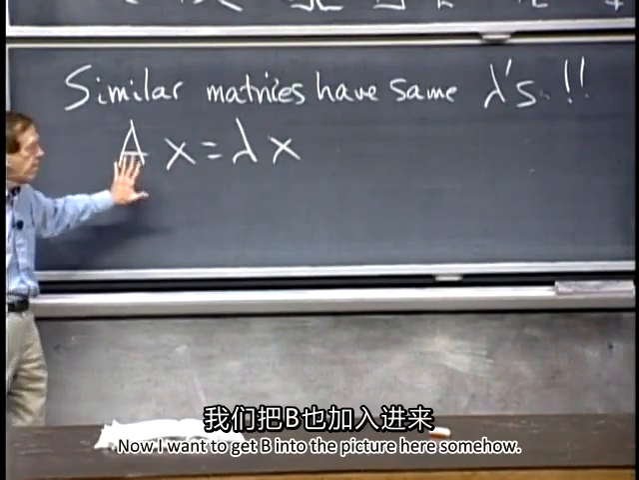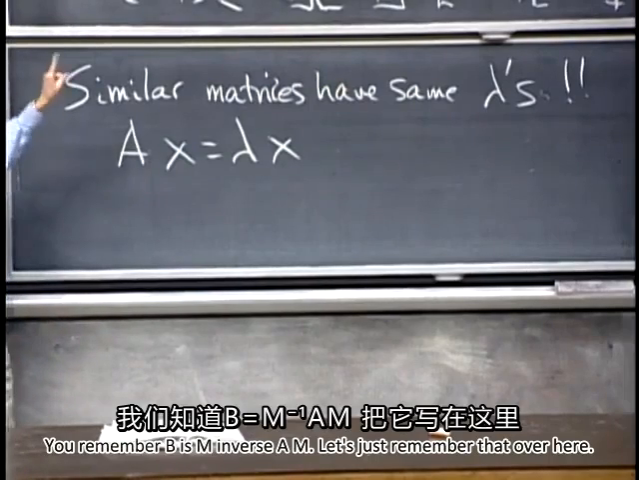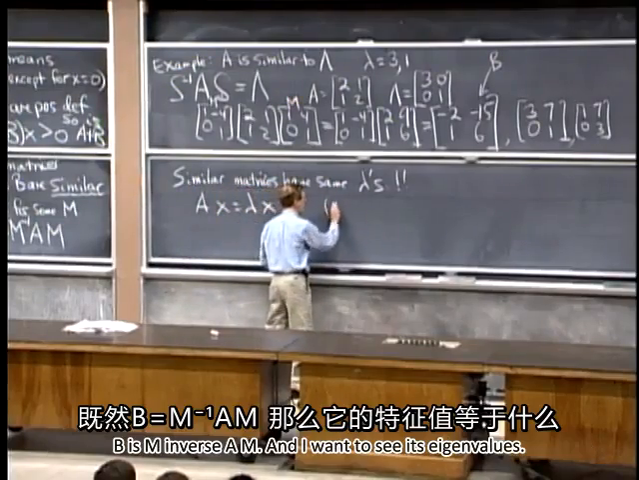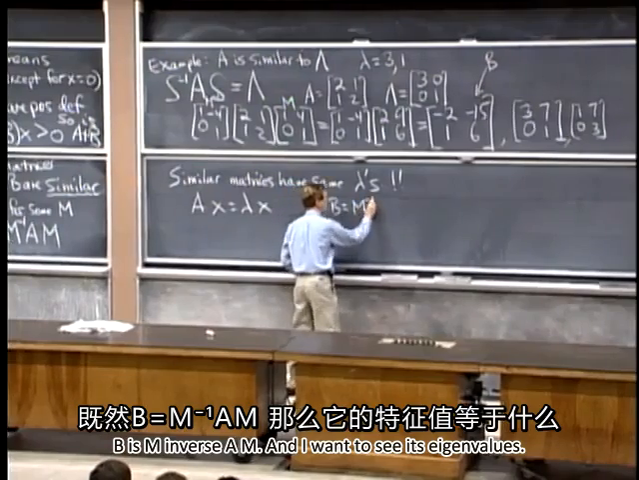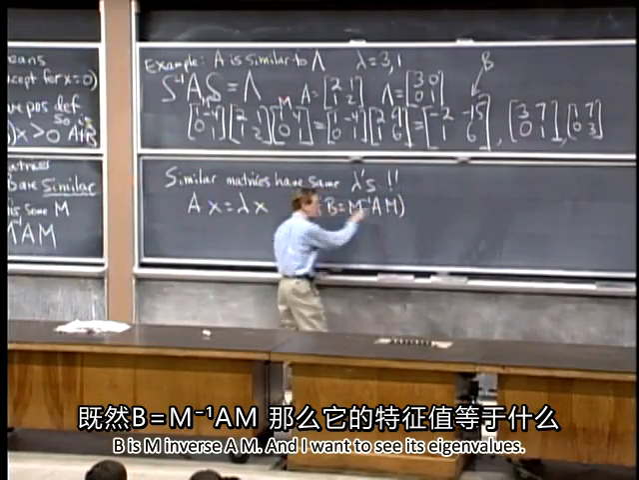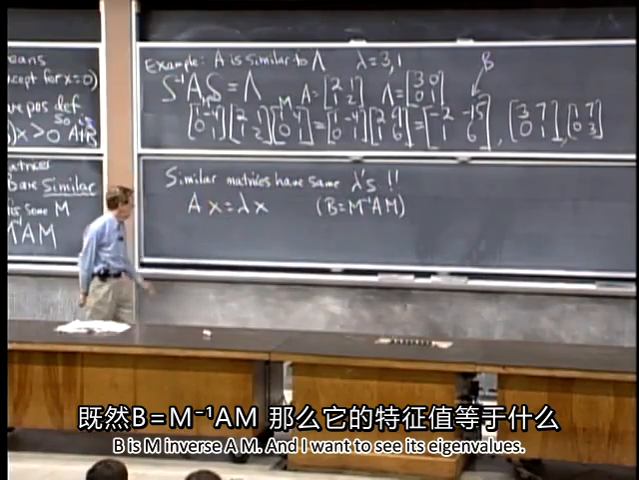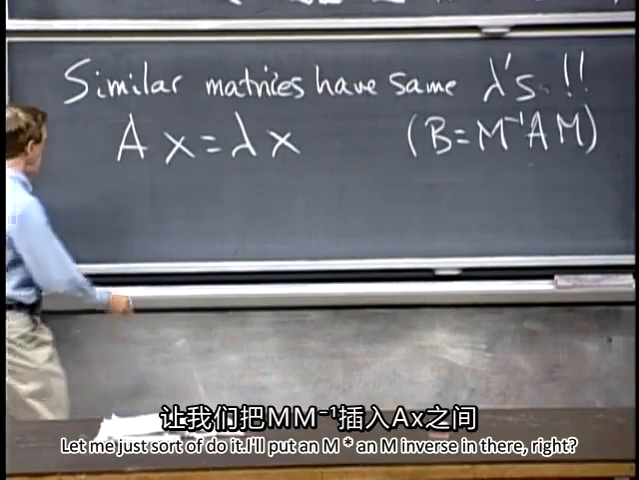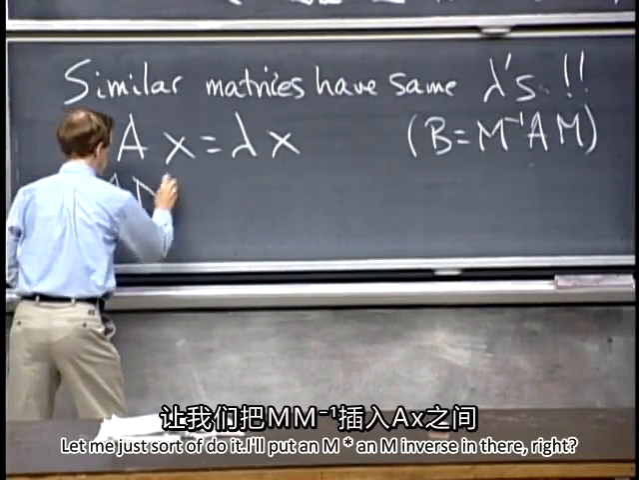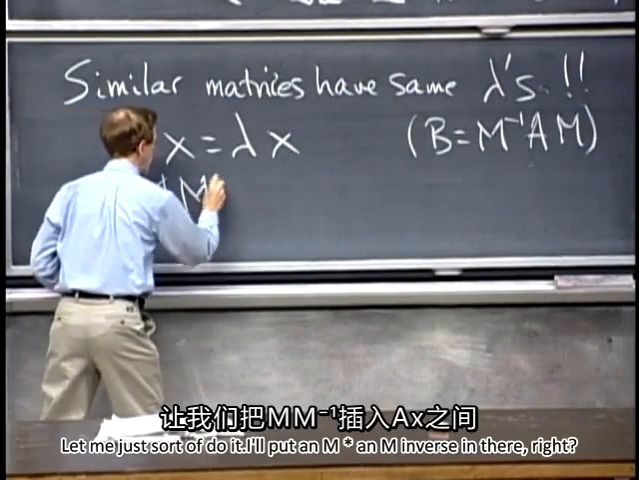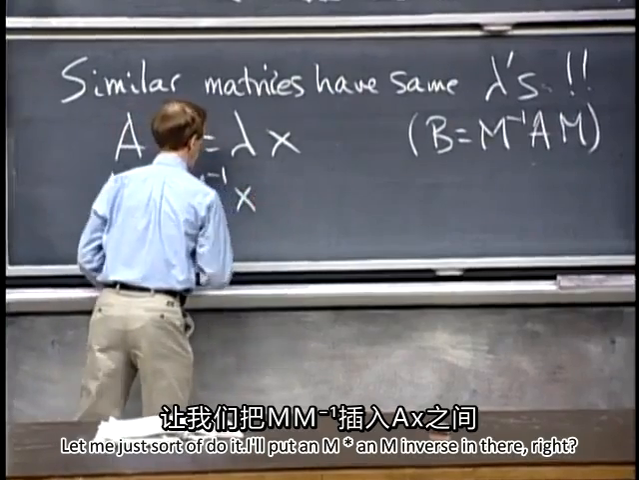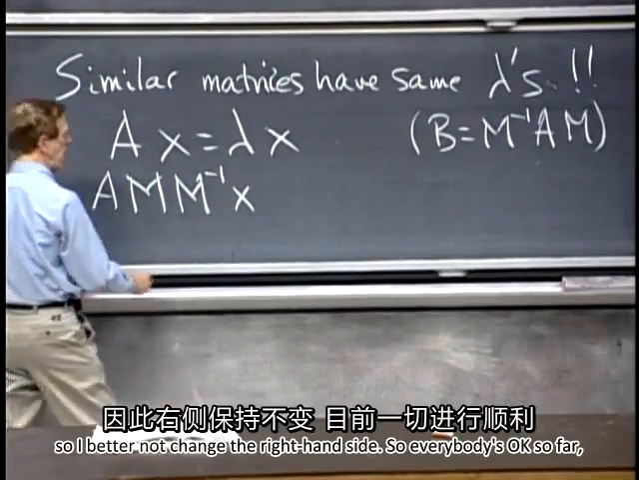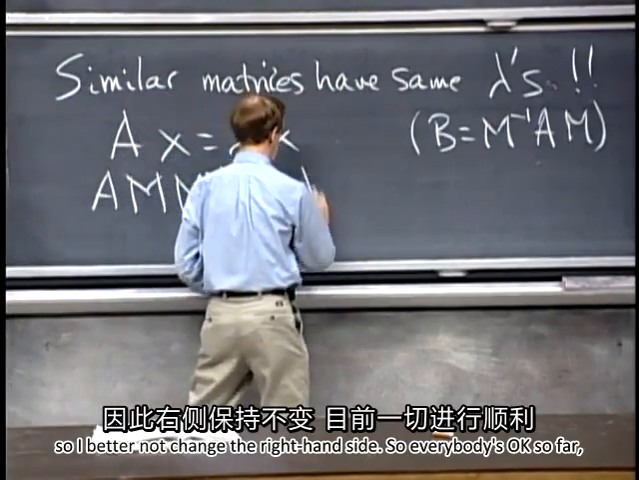Now I want to get B in the picture here somehow. Remember, B is M inverse AM. Let's just remember that over here. B is M inverse AM, and I want to see its eigenvalues. How am I going to get M inverse AM into this equation? Let me just sort of do it. I'll put an M times an M inverse in there. I haven't changed the left-hand side, so I better not change the right-hand side.